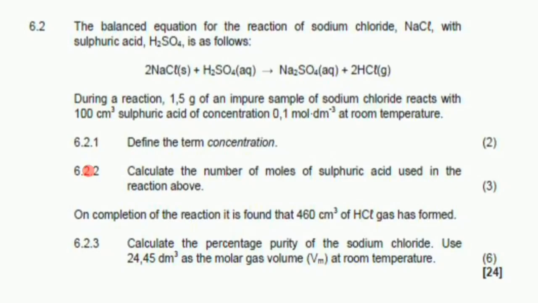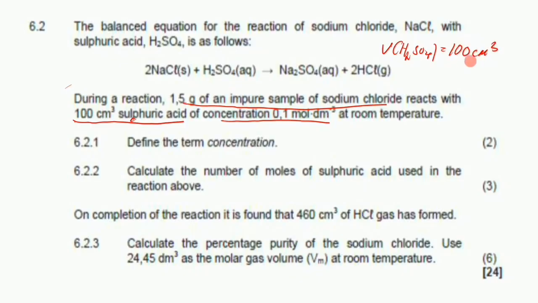And then 6.2.2 says calculate the number of moles of sulfuric acid used in the reaction above. So now for that, let's look at the data that we are given here. It says during a reaction, 1.5 gram of an impure sample of sodium chloride, so this is on sodium chloride, reacts with 100 centimeter cube of sulfuric acid. So this is the first information we are given on sulfuric acid, and also a concentration of 0.1 mole per dm cube. So now looking at our data, we can say that we are given the volume of the sulfuric acid H2SO4, which is 100 centimeter cube.